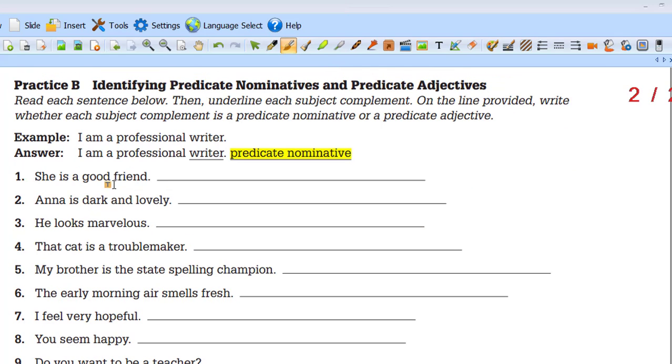Now number 1. Where is the complement here? Yes, friend. And what type? P-N. Predicate nominative. And here, dark and lovely. Predicate adjective. Here, marvelous. Predicate adjective. Troublemaker. Predicate what? Nominative. It's a noun. Okay? In number 5, we have champion, and it's predicate nominative. And so on with the others.